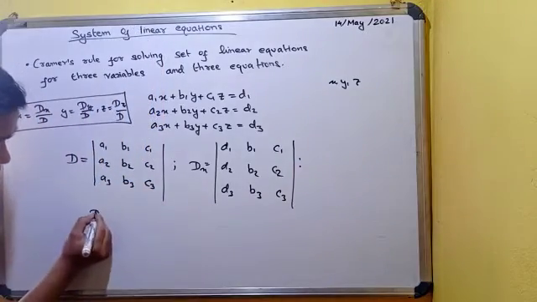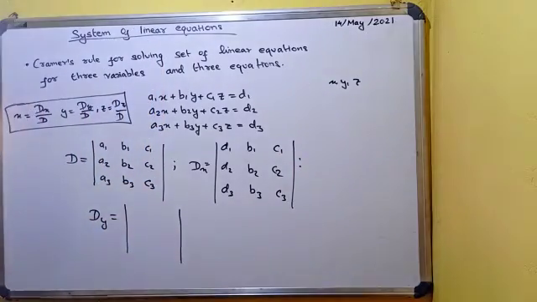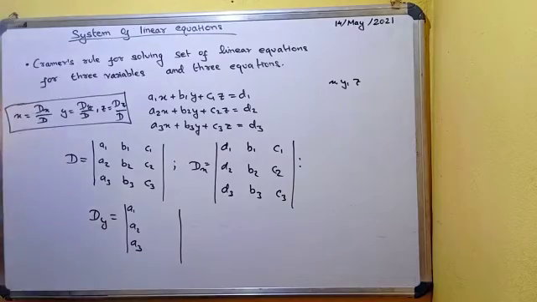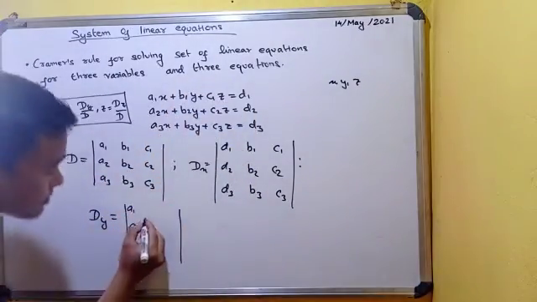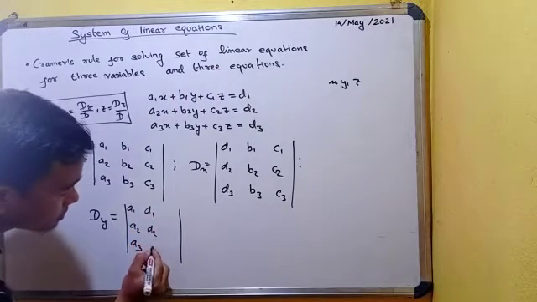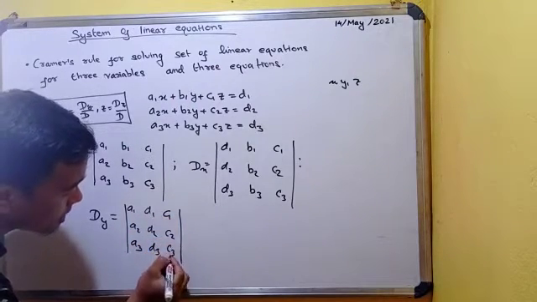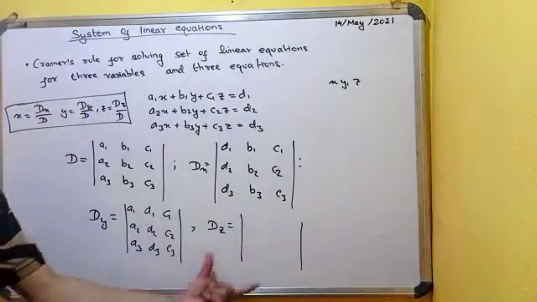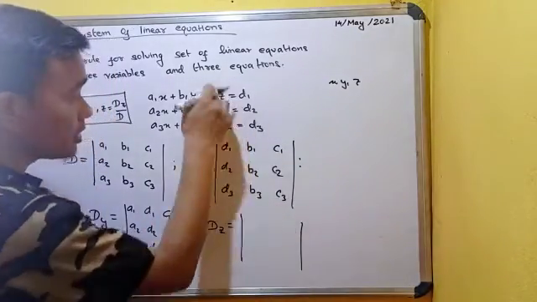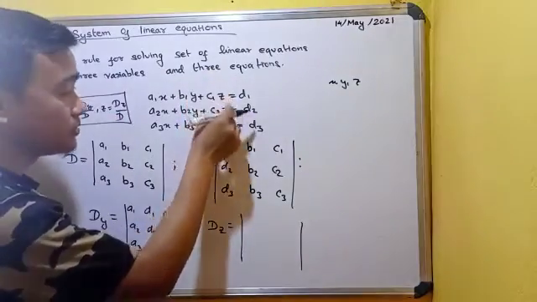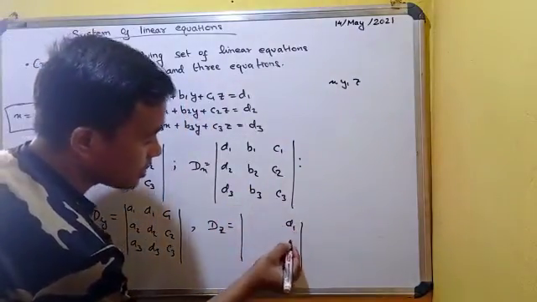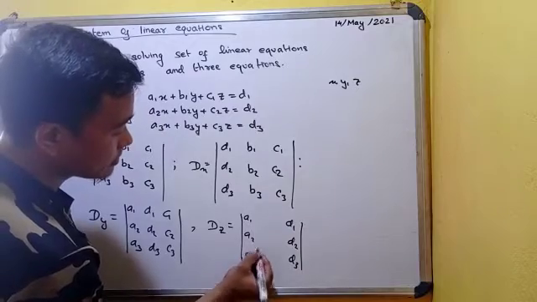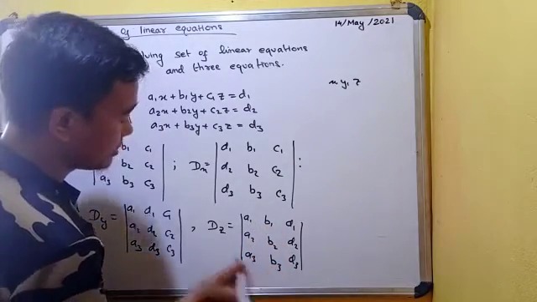Again Dy. Here Dy is a determinant of the same order 3, in which the first column is the coefficient of x, the second column is the constant terms, and the third column is the coefficient of z. And Dz is a determinant in which the third column, that is the column formed by the coefficient of z, is replaced by the constant terms d1, d2, and d3, and the other two columns remain the same: a1, a2, a3, b1, b2, b3.